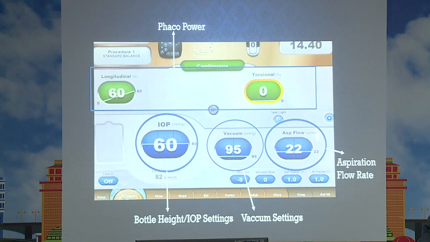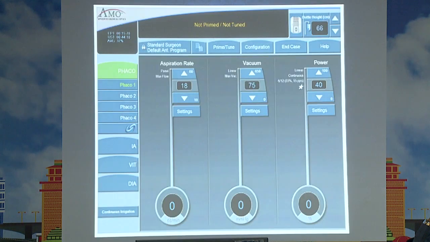Now first I will start by showing the settings, how they look on a phaco machine. So first is the IOP. IOP or bottle height are the same thing. IOP is shown by Alcon people and the bottle height in the other machines. And the other setting is the vacuum, and third is the aspiration flow rate. And the last setting is the phaco power, which is determining the hardness of cataract.